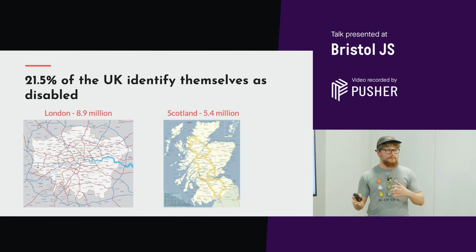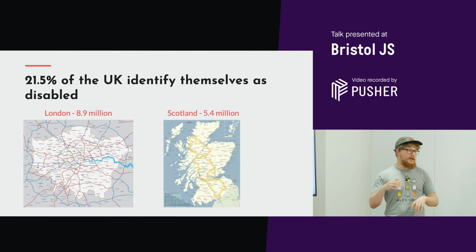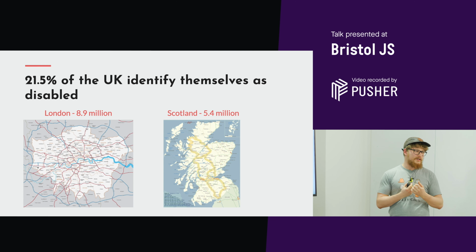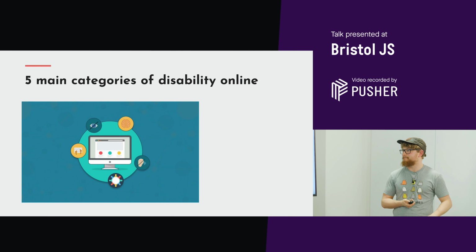And this stat's pretty similar around the world. So in the US, it's a bit over 19. In New Zealand, it's just a touch over 23, so it's a pretty good average. And in Britain, if you're disabled, on average, life's going to cost you £583 more every month. So I think the least we can do is try and make our websites accessible to ease that burden.